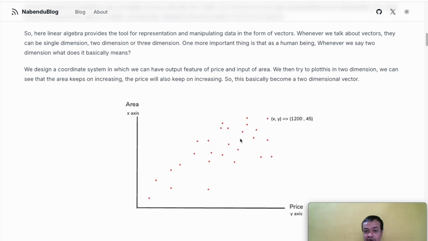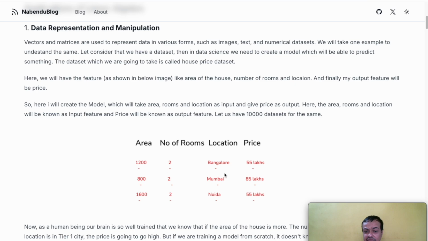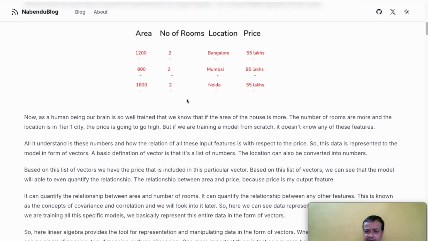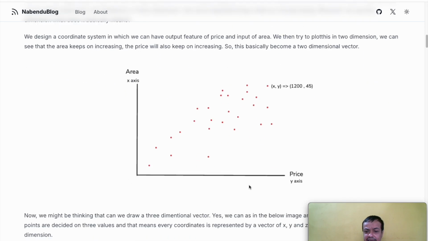So 1200, 45 is what? 1200 is the area and 45 is the output. Area and the price we have written. So this is the two-dimensional data. And we have mapped various things. So maybe we have 10, 15 data points, and we have mapped various things.